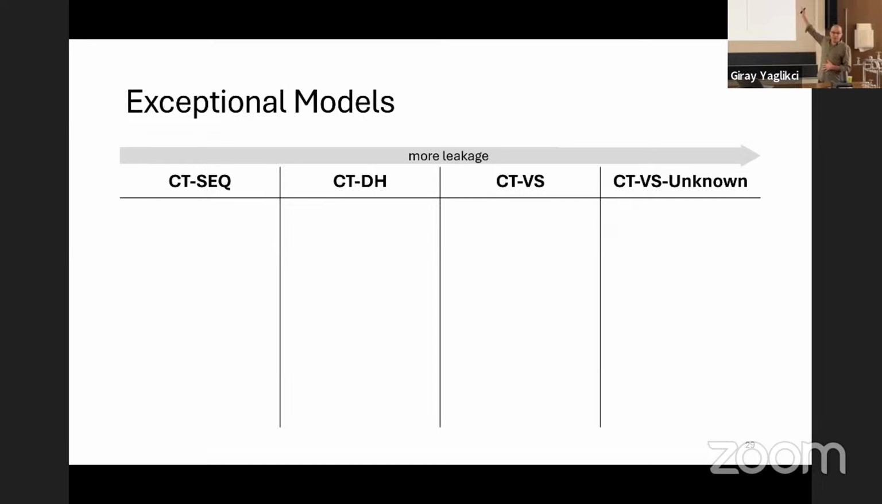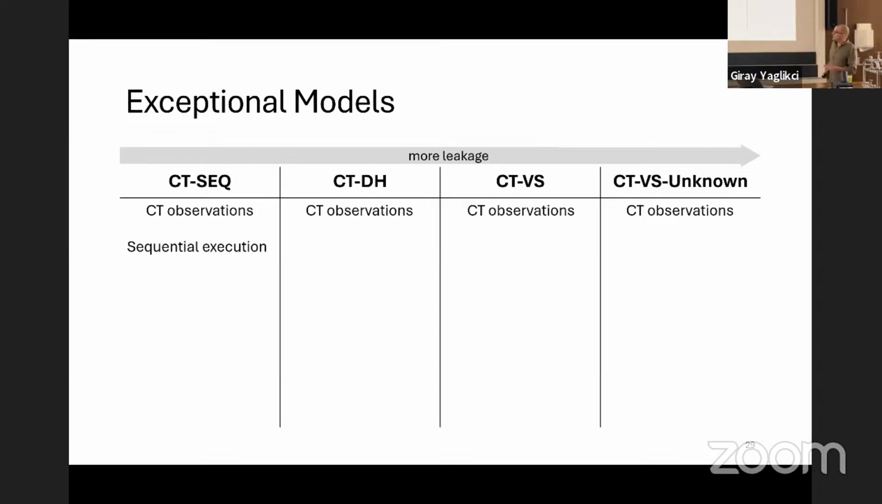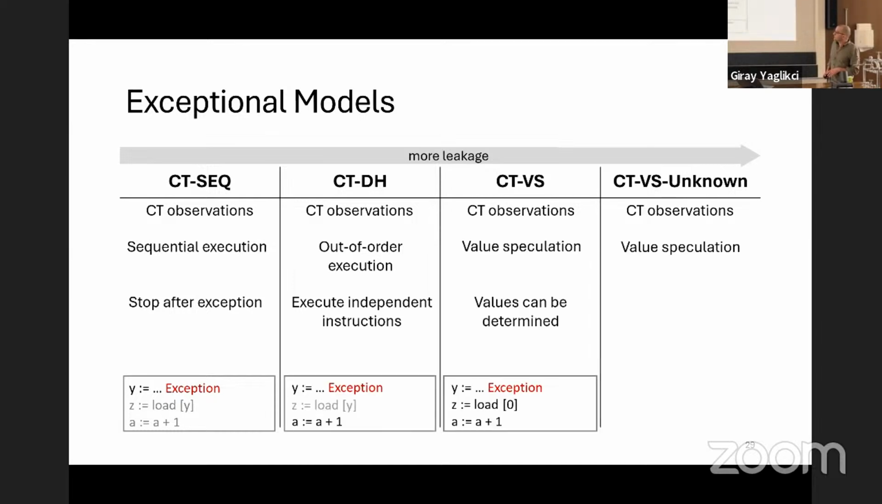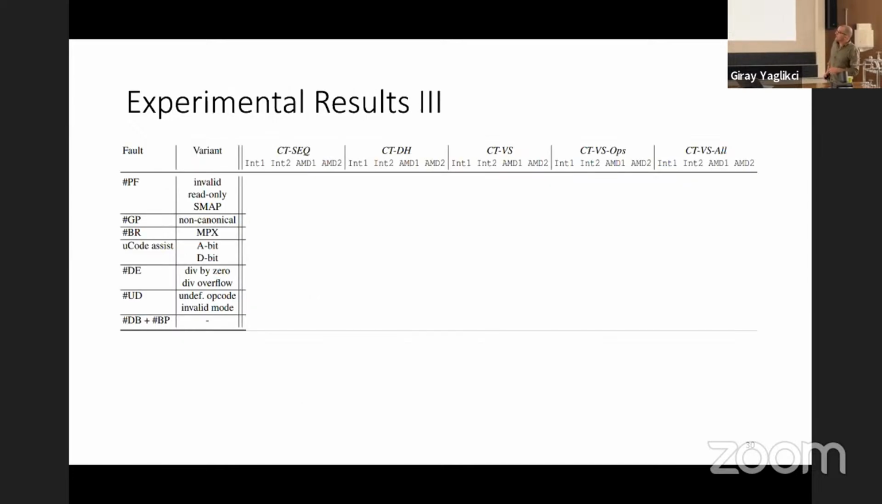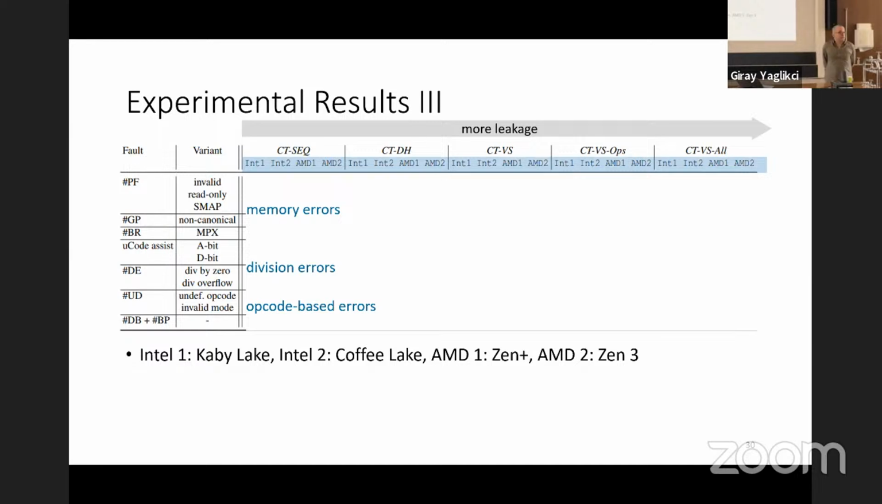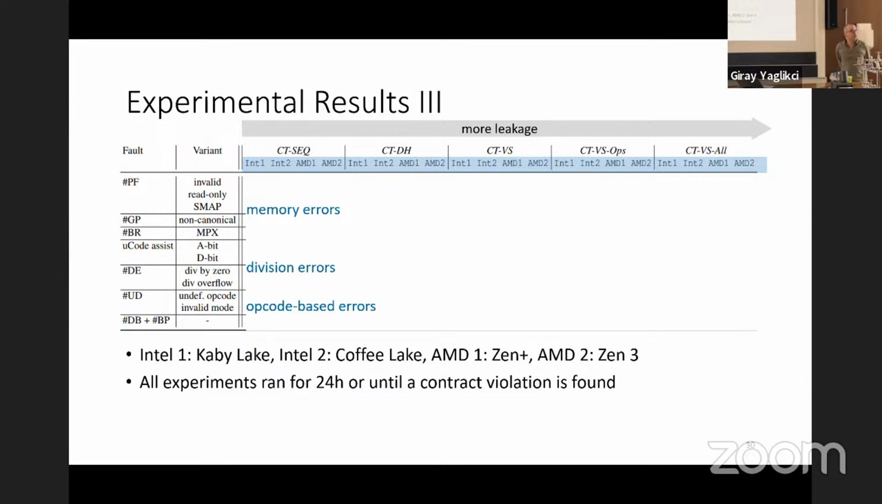So here's a family of leakage models that we proposed. I'll not go into the details of those in the interest of time, but they're actually pretty cool. Increasingly weaker forms of leakage, and then we ran a testing campaign. So these here are the leakage models. These here are different forms of exceptions, including memory errors, division errors, and opcode-based errors. From this one here, which is constant time, the models are increasingly more permissive. And we ran it on 4 different Intel and AMD CPUs. Each experiment ran for 24 hours or until we found a violation. After 24 hours, we time out.